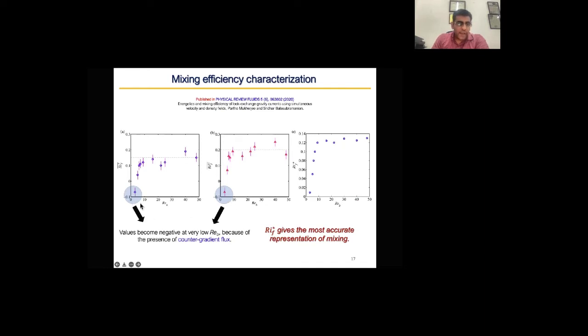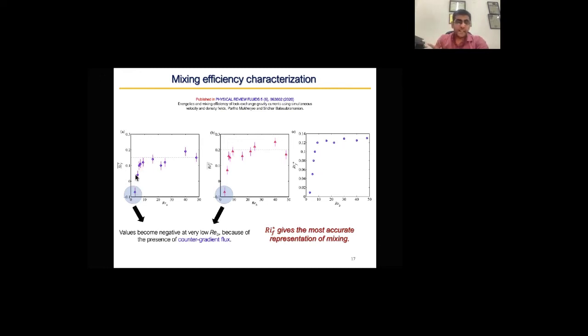So as the values become negative, this is basically due to the counter gradient flux, because your buoyancy flux becomes negative, right? According to the counter gradient flux theory, whatever is moving up should come down. But if it has already mixed, then the system is seeing it as an unstable buoyancy flux, and that's why it is giving it a negative value. Okay, and the amount the counter gradient flux effect decreases.